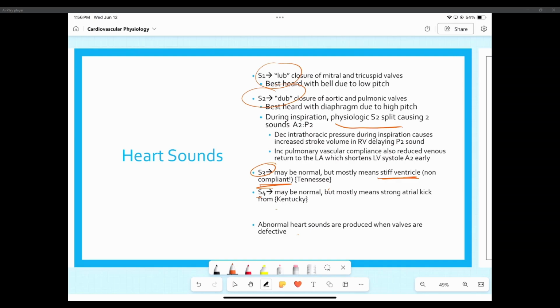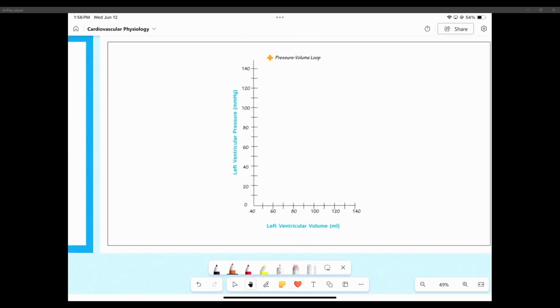S4 is an atrial kick. Remember, right at the end of atrial systole, we have that atrial kick. And sometimes when you need it, like during exercise, it makes a sound. It's called Kentucky, an S4. So whenever you are listening to these things, Tennessee is S3. The Ten is S1, S2. The C is S3. For Kentucky, the Ken is S4. Kentucky is S4. So it's a way to memorize those things when you get to physical exams. Okay.